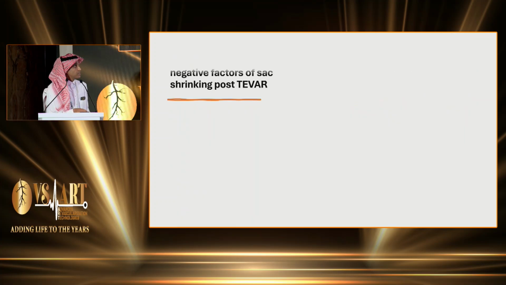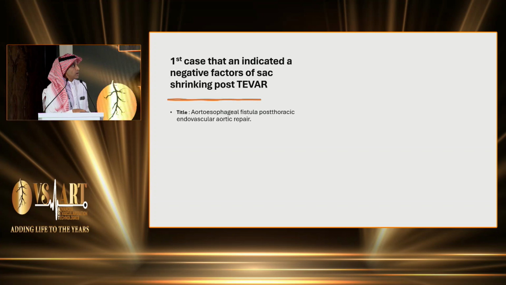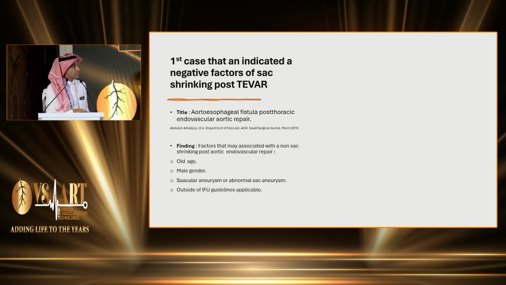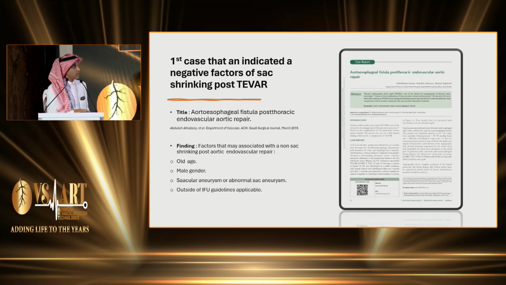Regarding our experience at Asir Central Hospital, we have one reported case of non-shrinking of the sac, which ended in an aortoesophageal fistula. In the EVAR study, we found old age, male gender, and a saccular aneurysm of the abdominal aorta, and the stent was used outside of the IFU because the patient was an emergency, and it ended in an aortoesophageal fistula. All of this case was on the negative side.